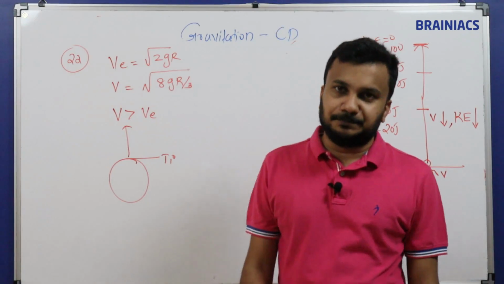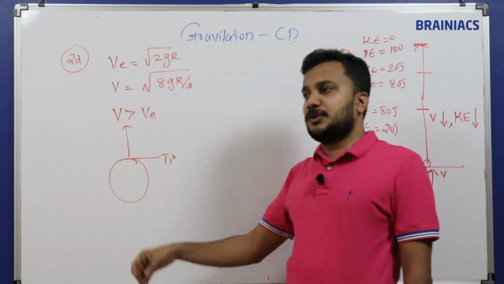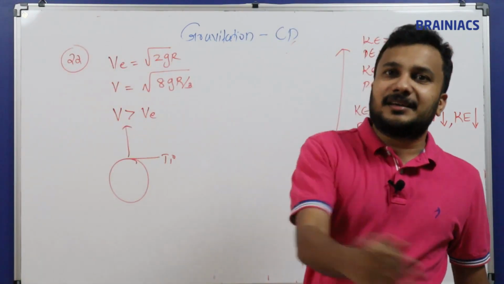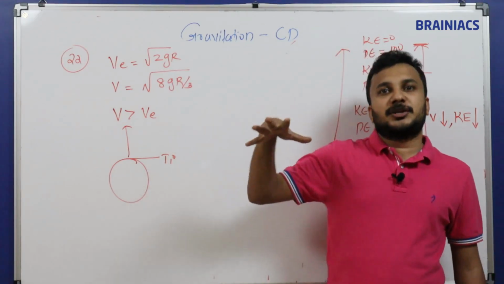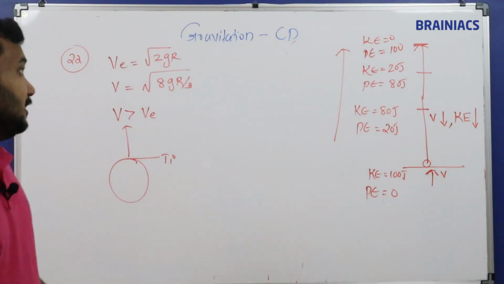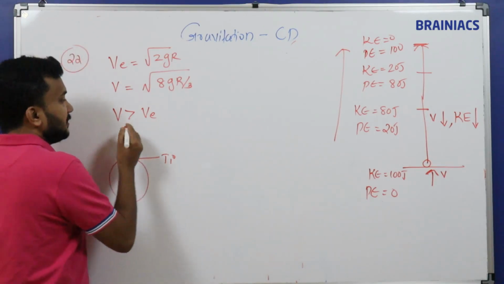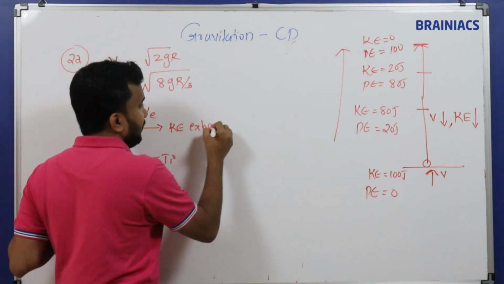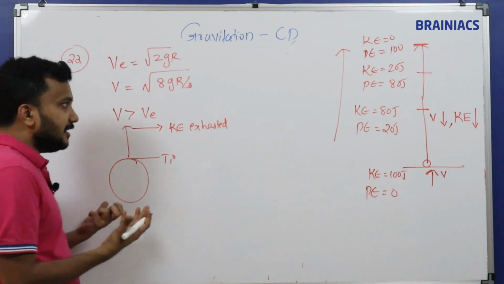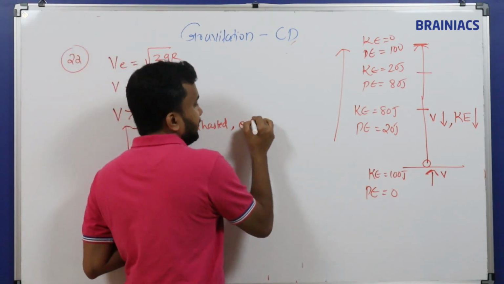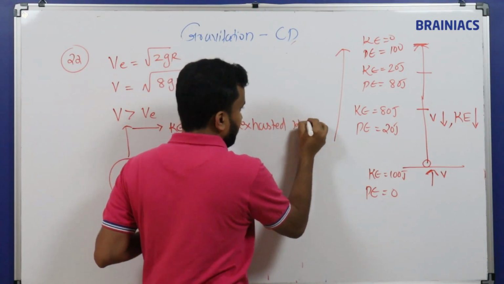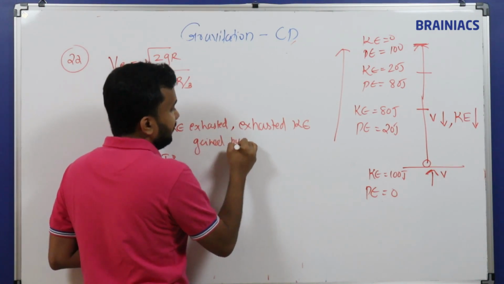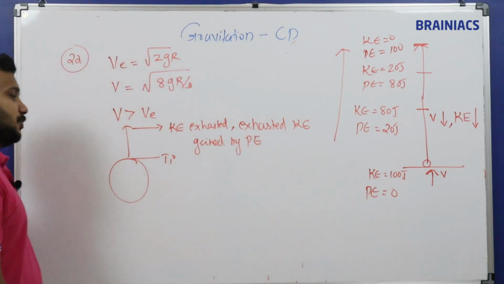This is a universal phenomenon. Whether you are throwing the ball with an escape velocity or not, at some point of time all your kinetic energy is exhausted and your potential energy is gained. Here the ball is going to the infinite point, the point I am considering where kinetic energy is exhausted. So the exhausted kinetic energy is gained by the potential energy.